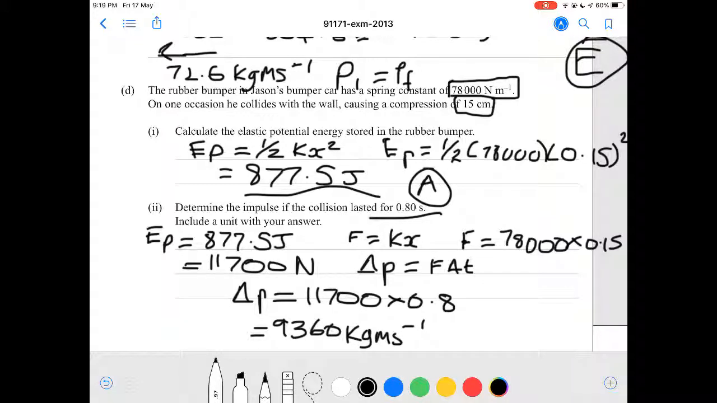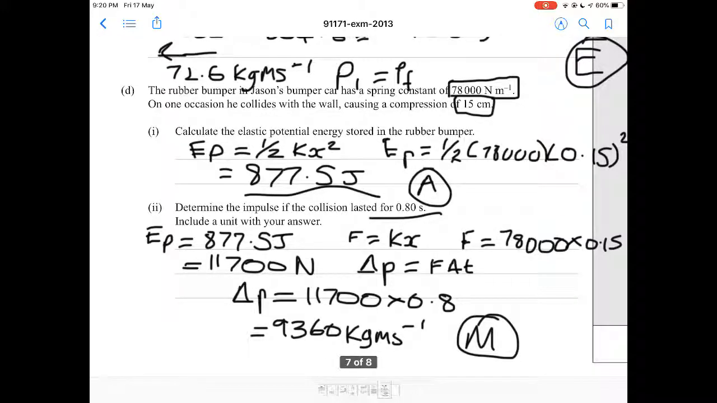The answer here should be 9,360 newton kilograms meters per second. Okay, so getting all the way up to here should get you a merit grade. As for getting an achieved, well, for this question, it doesn't look like you can really get an achieved. So basically, the only way you can get an achieved is by saying 9,360 without the unit. Okay, that's basically it. So yeah, that's 9,360 kilograms meters per second. Okay, that should get you a merit grade.